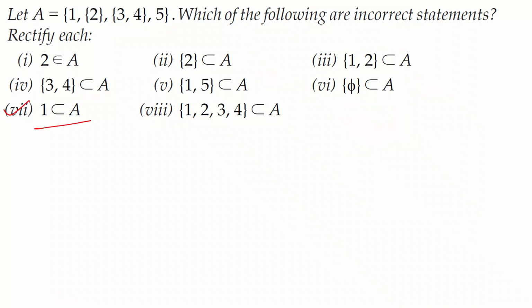Okay, question number 7. 1 is a subset of A. This is not the case because 1 is an element of A. So 1 actually belongs to A. 1 is not a subset of A. And last question number 8. {1, 2, 3, 4} is a subset of A, which is not the case because 2 doesn't belong to the set.